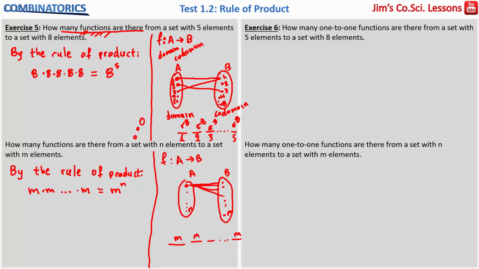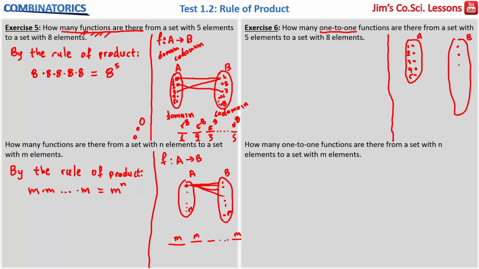Our sixth exercise: how many one-to-one functions are there from a set with 5 elements to a set with 8 elements? Let's do a quick reminder about the functions. I have again a function here, and the domain of the function has 1, 2, 3, 4, 5 elements. Here are their numbers, 1, 2, 3, 4, 5. And then for the codomain of the function, I have 8 elements, 1, 2, 3, 4, 5, 6, 7, 8.